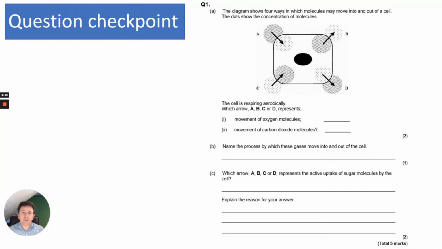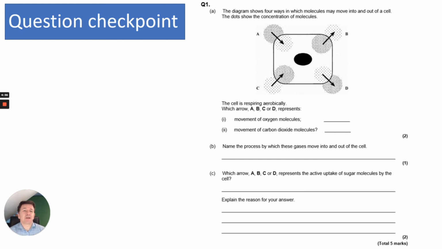Okay, so let's look at some questions related to transport across membranes, including diffusion, osmosis, active transport, and gas exchange. So as usual, I'd like you in a minute to pause this video, and I'd like you to really have a go at doing this question. So pause in 3, 2, 1.